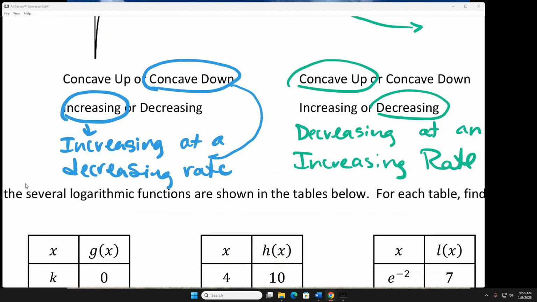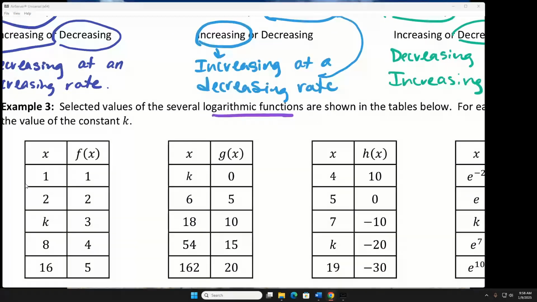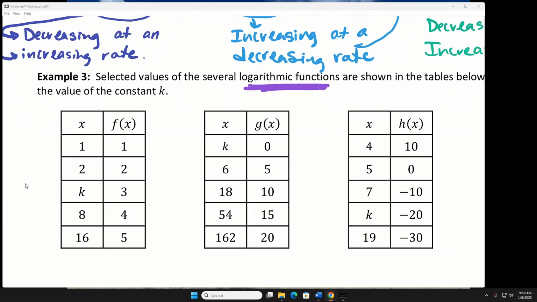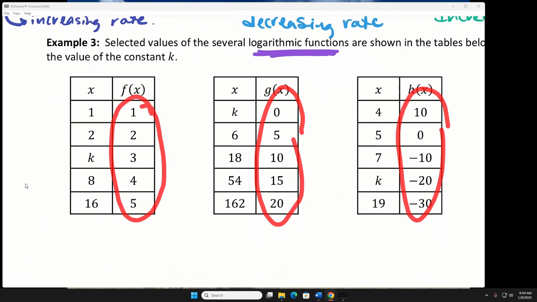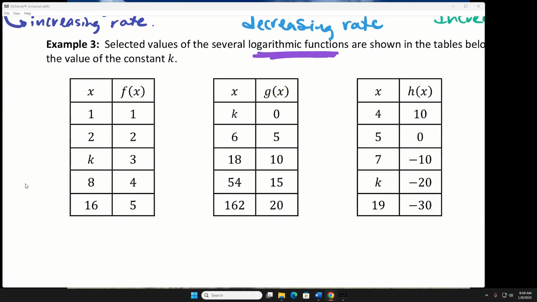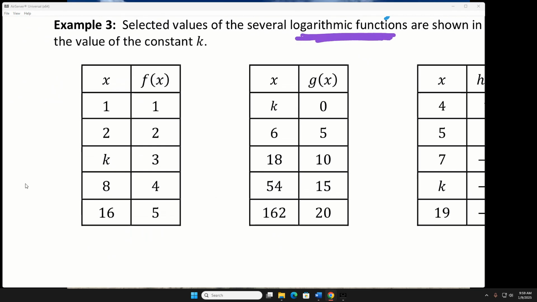Alright, so on example 3, they tell you that these are logarithmic functions. So we don't have to decide. We know that they are logarithmic functions. So what that means is the outputs are going to be evenly spaced, and you can go through and tell that they are. And then the inputs are going to be changing proportionally. There is a little bit of an exception to that, and we'll get to it in a second.